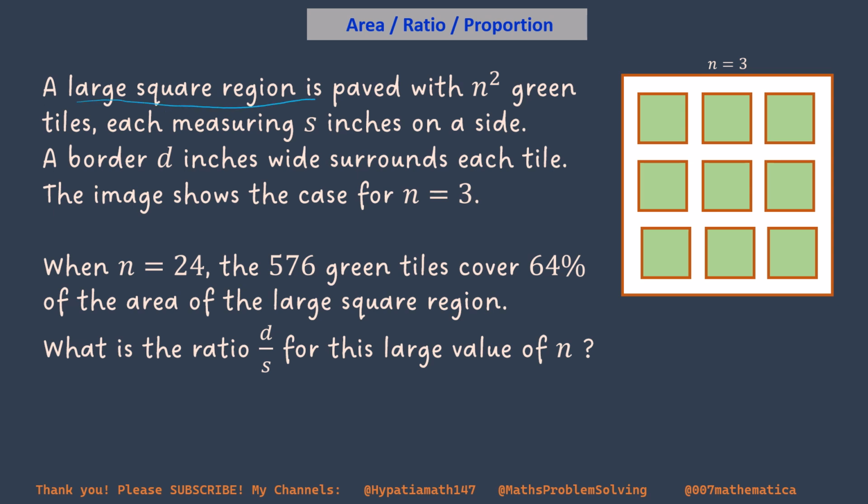A large square region is paved with n square green tiles, each measuring s inches on a side. A border d inches wide surrounds each tile. So these are d inches wide. These are all d.